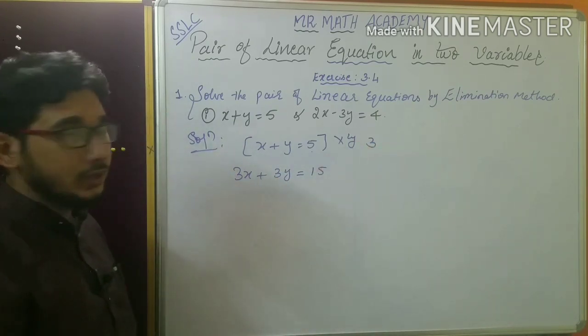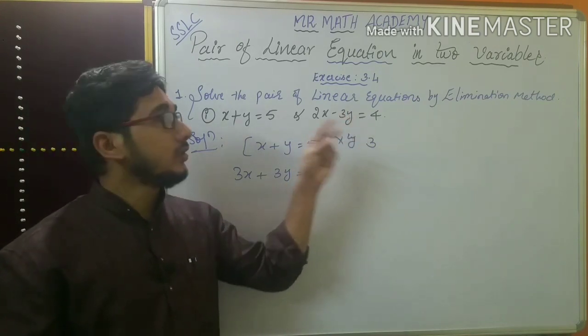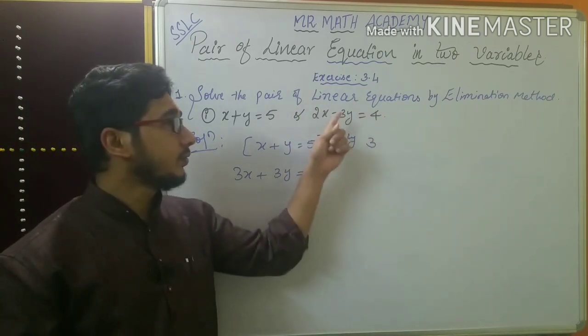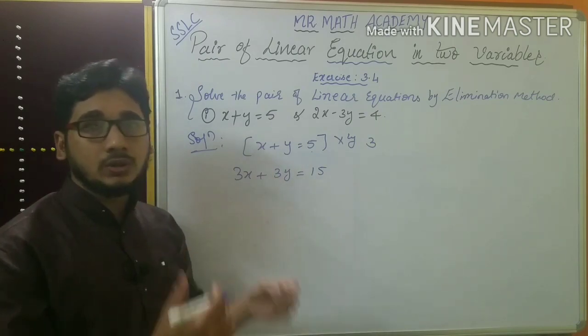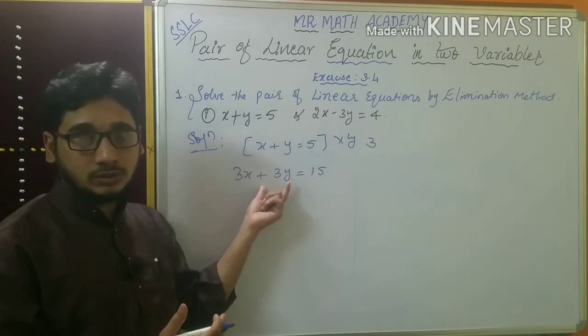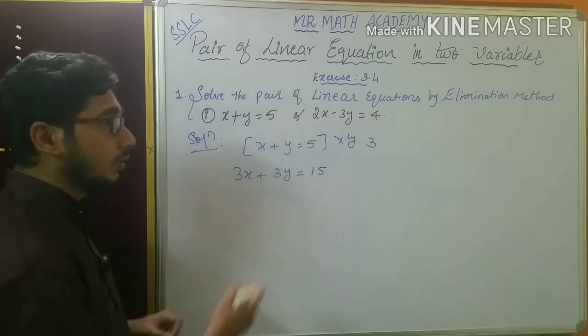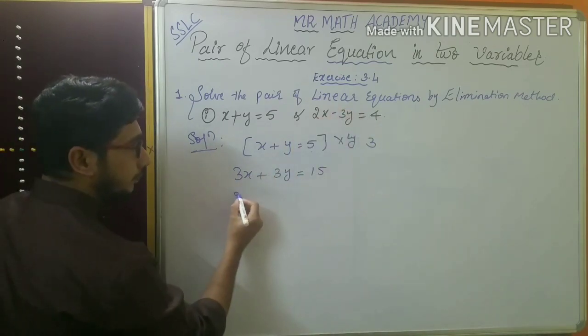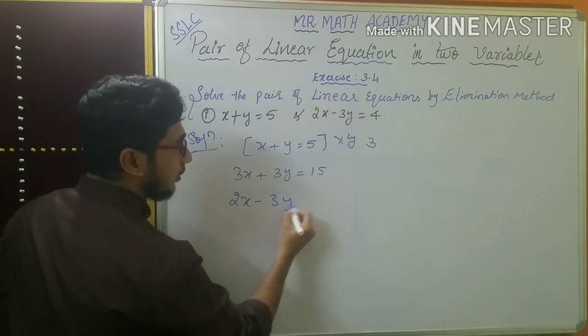Why am I multiplying by 3? Just to make it equal in the second equation. What does y have? 3 is there. So the same number I want to get here also. That is the reason I multiplied by 3. So I'll take this equation here now: 2x minus 3y is equal to 4.